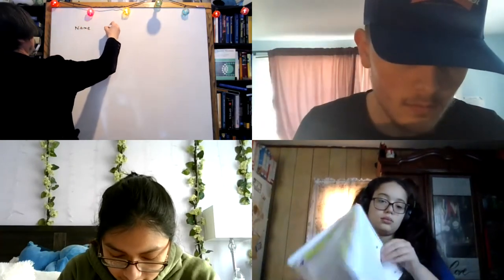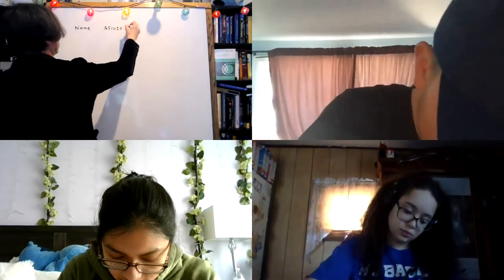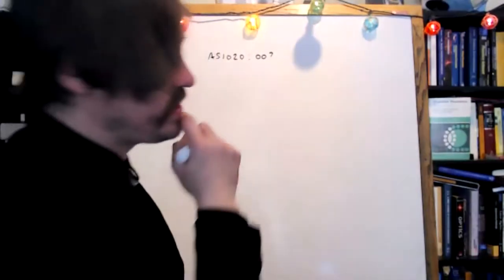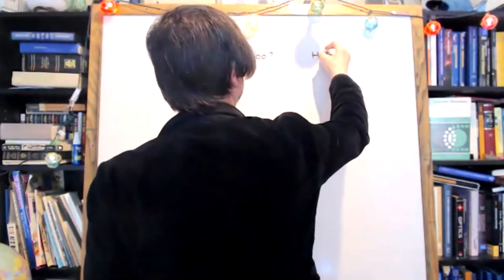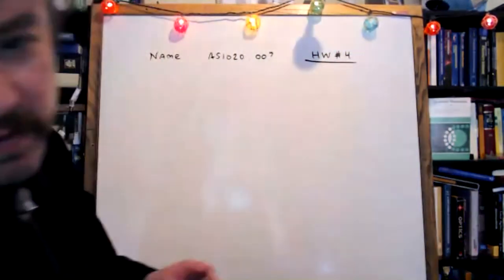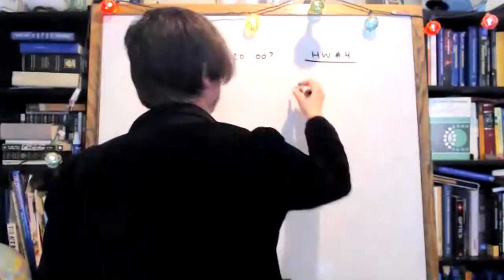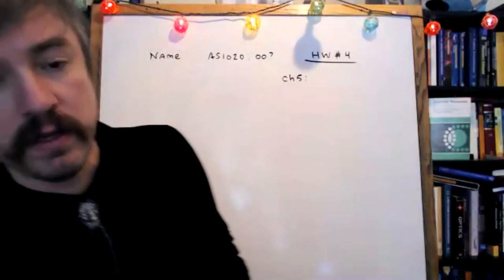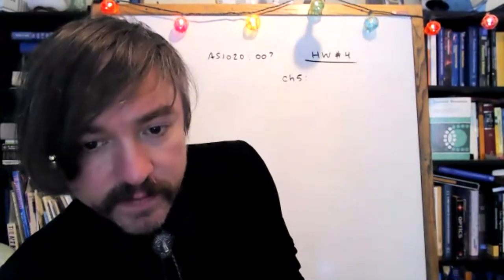So let's put our names down: Astronomy 1020 and your section, whatever that is. And this is homework number 4. Please make sure we turn it in on the homework number 4 slot, sometimes people get confused. The problems should all be from chapter 5.